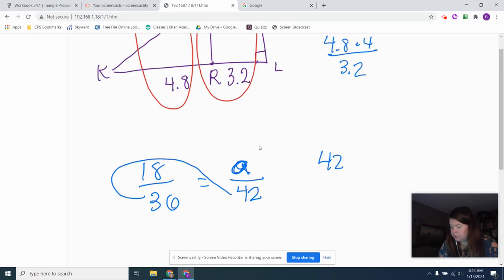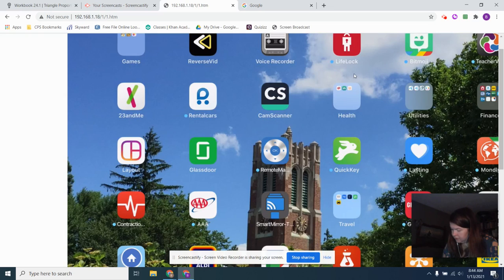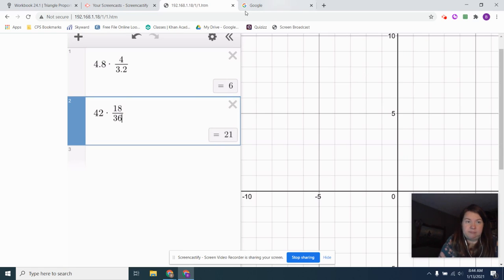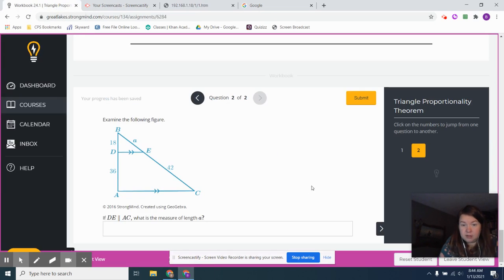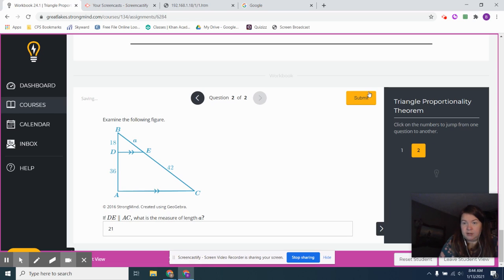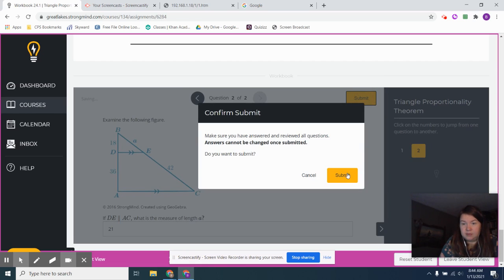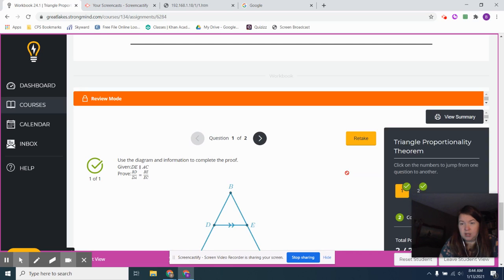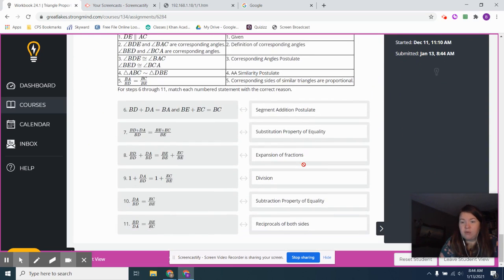So then here's the hook right here. It'd be 42 times 18 divided by 36. So I can go to Desmos, 42 times 18 divided by 36, and we get 21. So coming back here, we got 21. Voila. Okay, so that was 24.1.